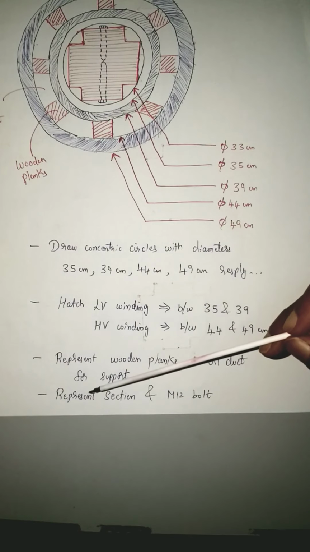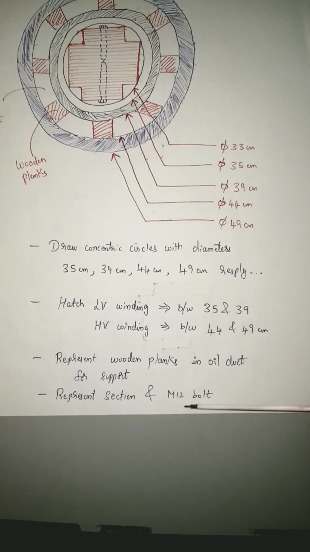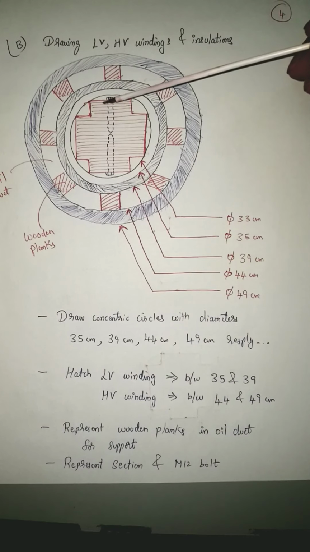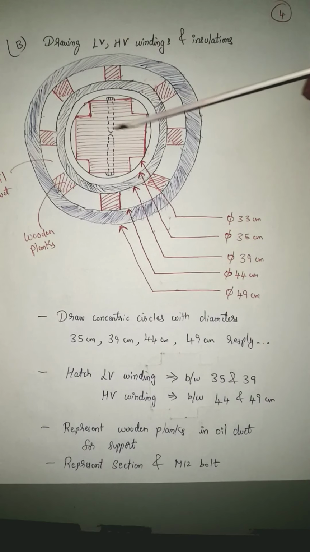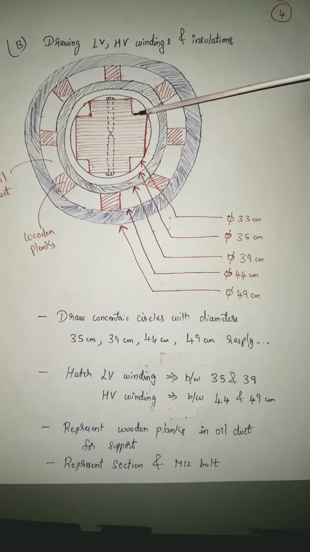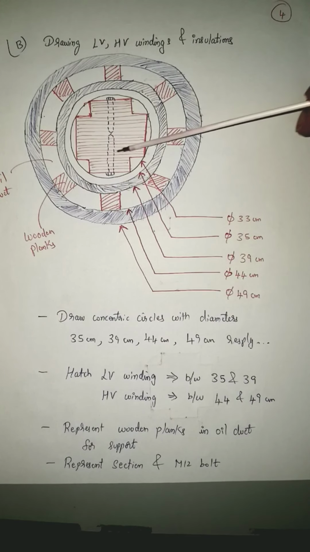Lastly, we'll represent the section and then the M12 bolt. See, you have drawn the sectional plan. So in order to represent that, you are going to hatch the core. These horizontal lines, whatever I've drawn inside the core, are nothing but hatching the core. Whenever you represent them using horizontal lines, it is clear that you have drawn a sectional plan. If you have not hatched, it is nothing but a plan. To show the section, you'll have to hatch them.